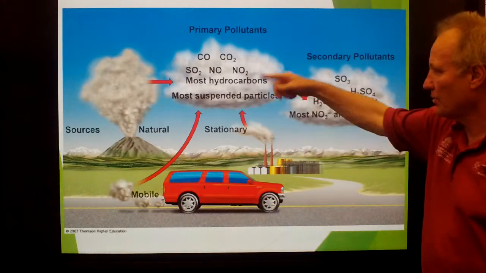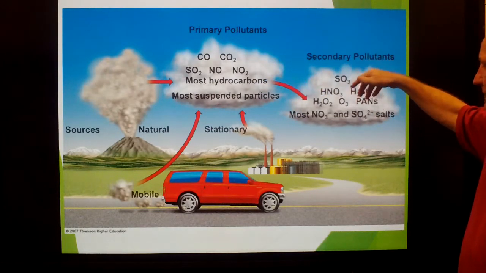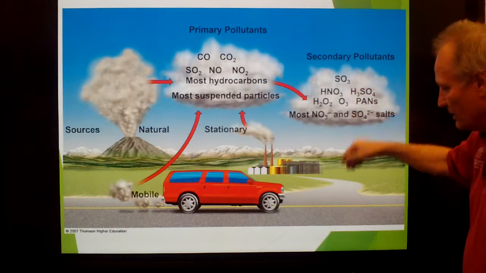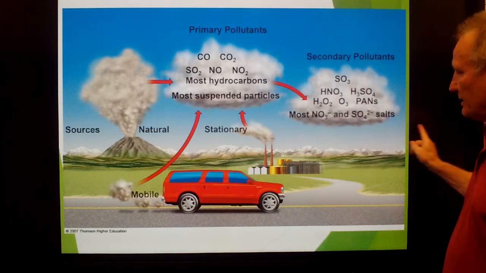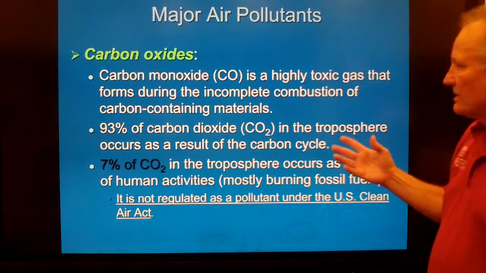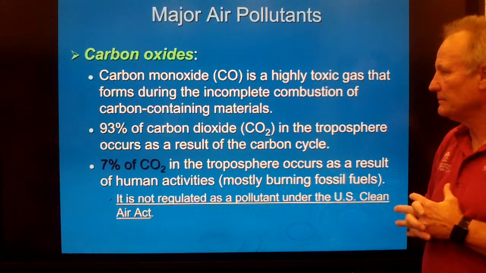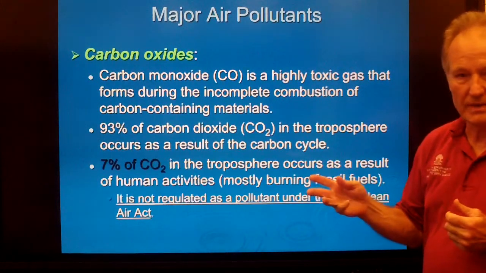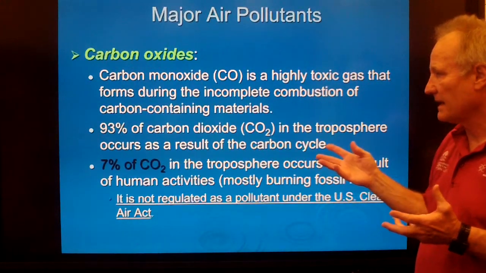Okay, so our primary pollutants then become secondary pollutants. The problems really happen with the secondary pollutants and when those come down out of the atmosphere and onto the ground. Okay, so carbon oxides. Carbon monoxide is highly toxic, and it forms from the incomplete combustion of carbon. It doesn't make it into carbon dioxide.